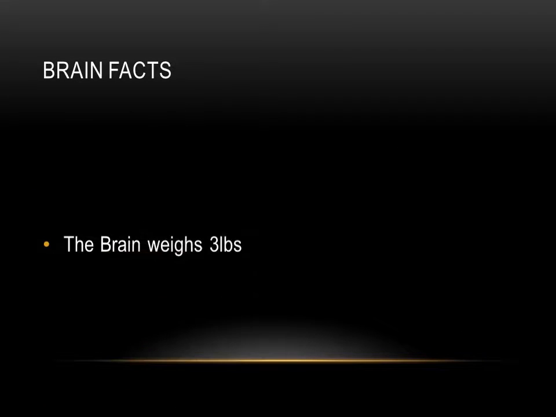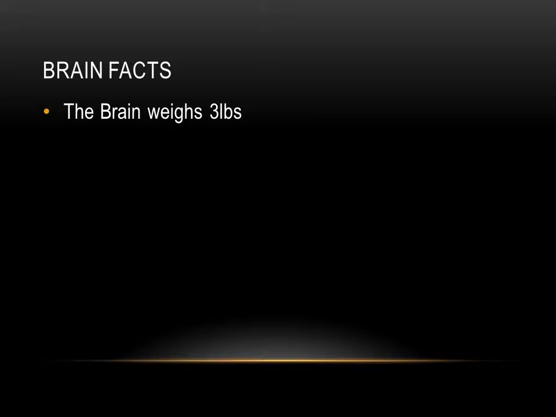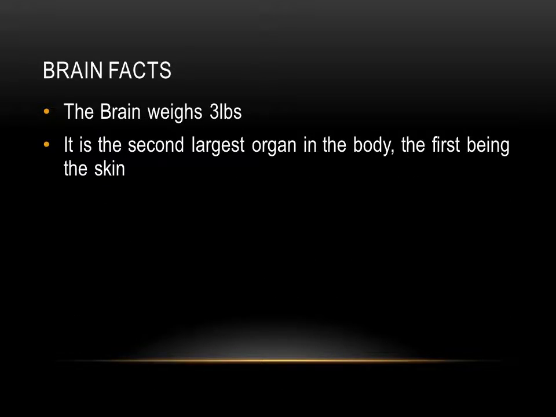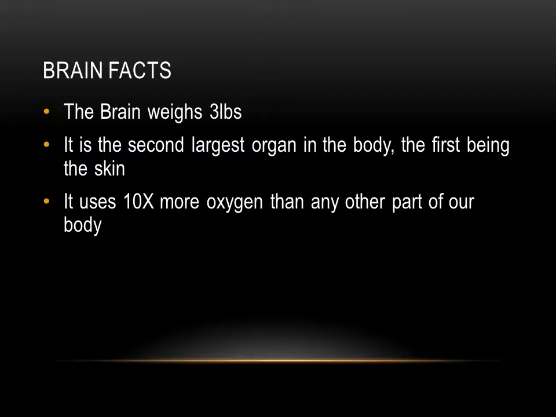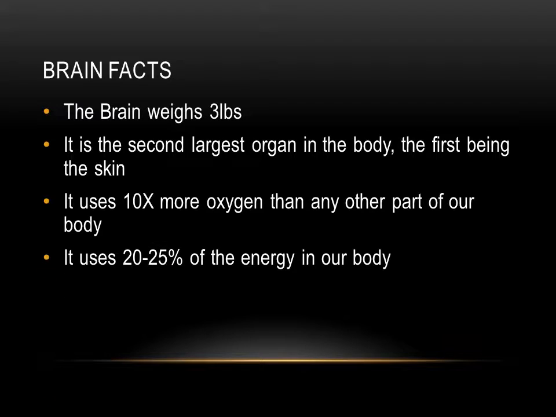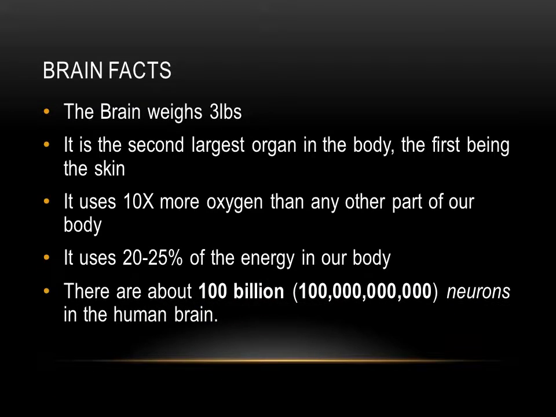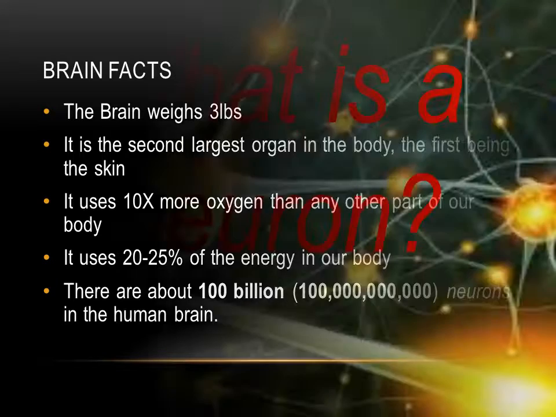Here are some brain facts. The brain weighs 3 pounds. It is the second largest organ in the body, the first being the skin. It uses 10 times more oxygen than any other part of our body. It uses 20 to 25% of the energy in our body. There are about 100 billion neurons in the brain.